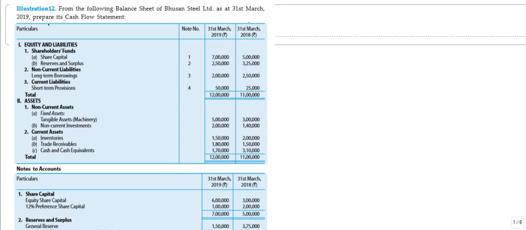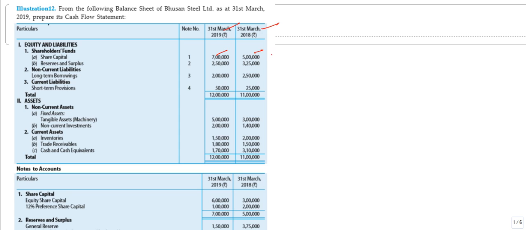First, we have to analyze this company's balance sheet. Two years of information are here, 2018 and 2019. So the first item is the share capital. Share capital is 5 lakh, and in the next column it is 7 lakh.